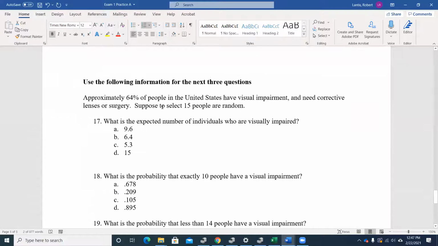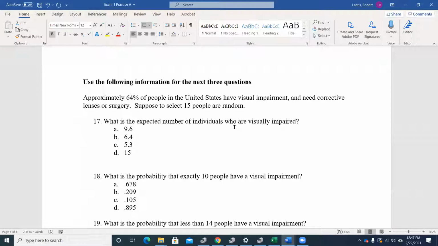So let's say instead I've got this example where 64% of Americans have a visual impairment and they need contacts or surgery or something. So suppose that we select 15 people at random, right? What's the expected number of individuals who are visually impaired? Now, first of all, which of these can you rule out right away?